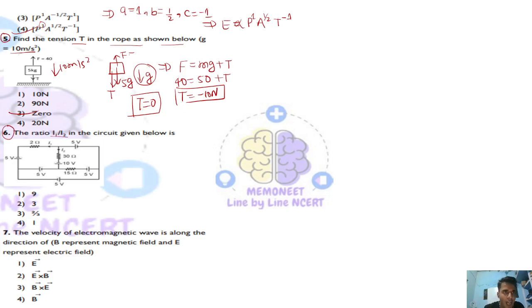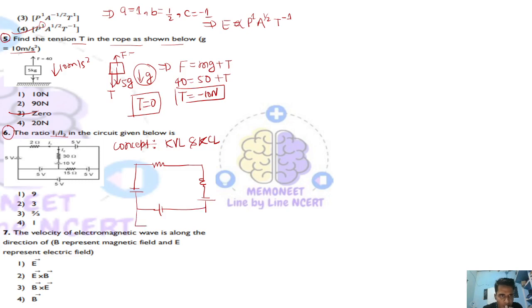Here we need to find I1 by I2 in the circuit. The concept used is simply KVL and KCL. Here is I1 current, here is I2 current. We simply need to use the KVL and KCL. Now solving it out. We can understand it in this way. Let's redraw the circuit for better understanding. We have a circuit here for 5 volt.